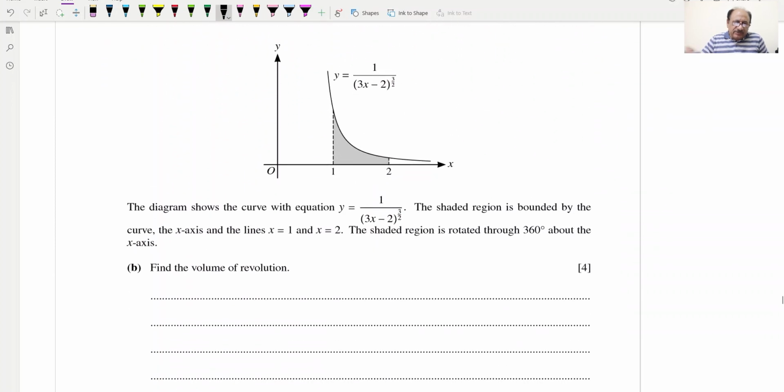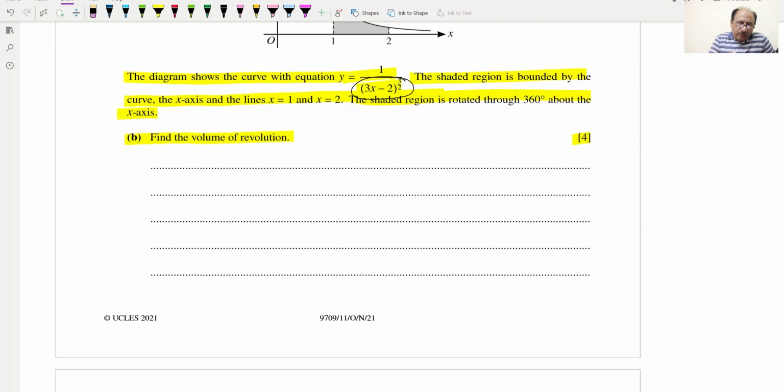And the B part says, basically this one is the B part. The diagram shows the curve with equation y is equal to this one. The shaded region is bounded by the curve, the x-axis, and the lines x is equal to 1 and x is equal to 2. The shaded region is rotated through 360 degrees about the x-axis. Find the volume of the revolution, and this is a 4 marks question. To find the volume, we will be applying the formula, which is pi integral y squared dx. So this will be equal to pi as it is.